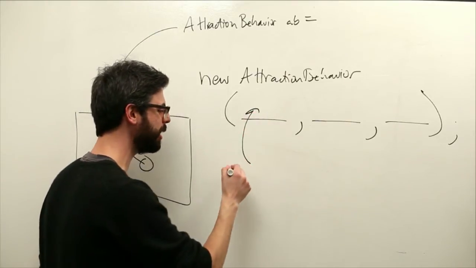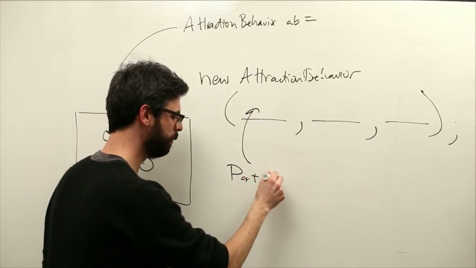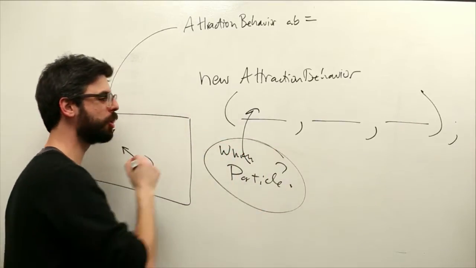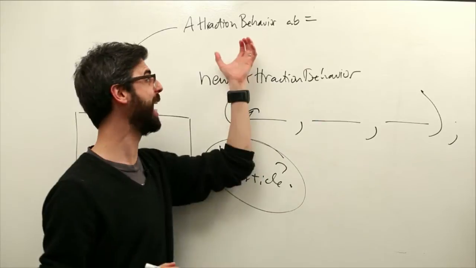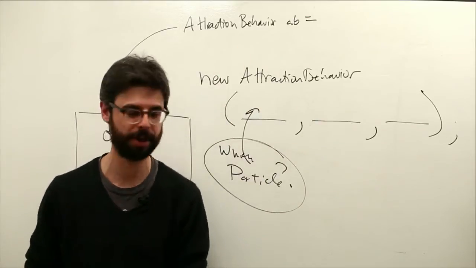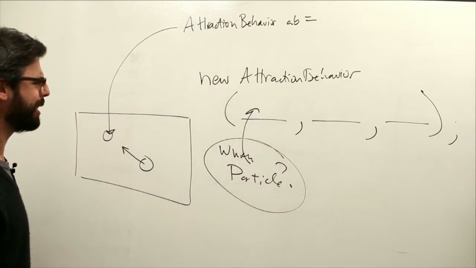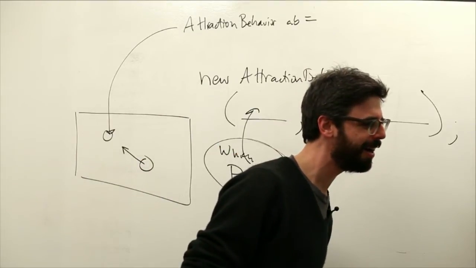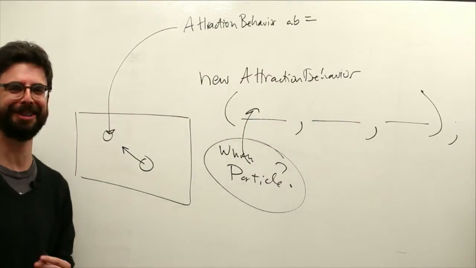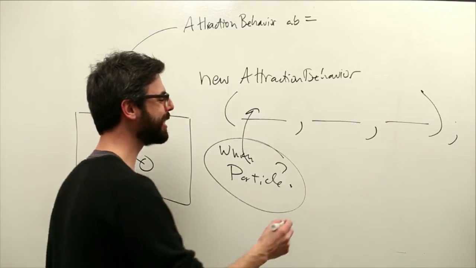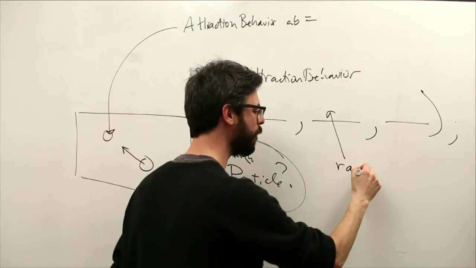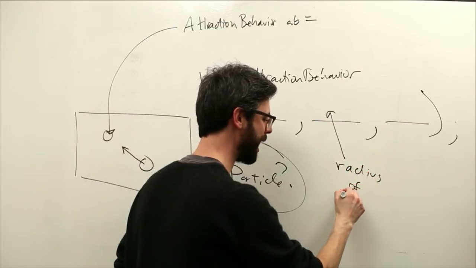We have to pass in as the first argument which particle. Which particle is the one that is going to experience this attraction behavior? I think that's right. That's right. Okay, sorry, I got confused for a second. What is the second argument? The second argument I will call the radius of attraction.